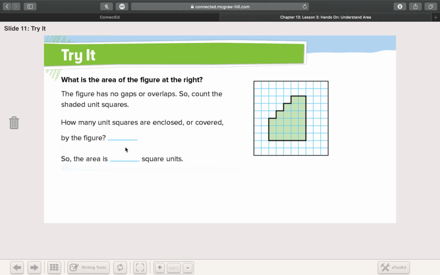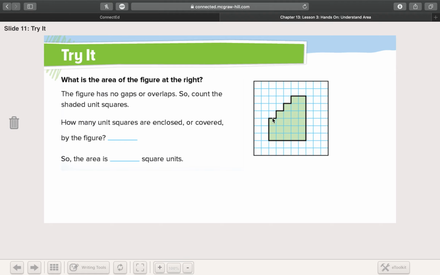So area is talking about all the space within the shape. The space within the shape. And the way that we measure it when we see a grid like this is we measure it in square units. We talked about yesterday how each of these little squares is a unit. So to find what the area of this shape right here is, we just have to count up all of the units.